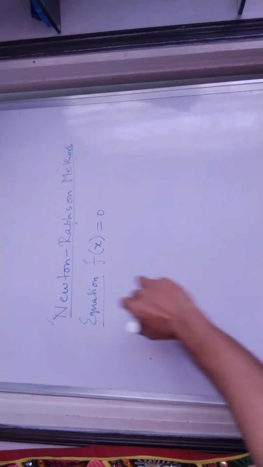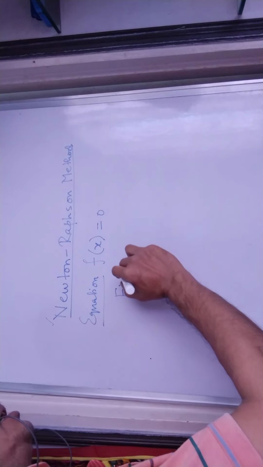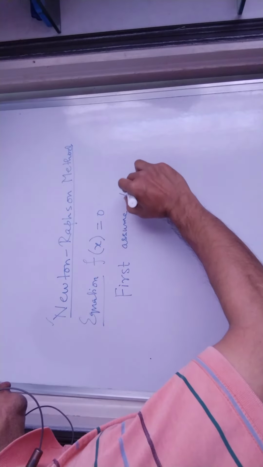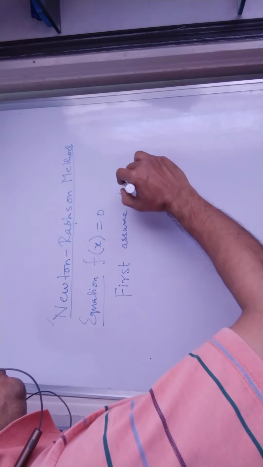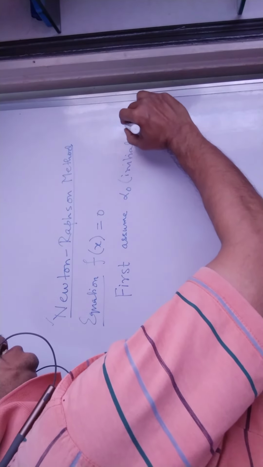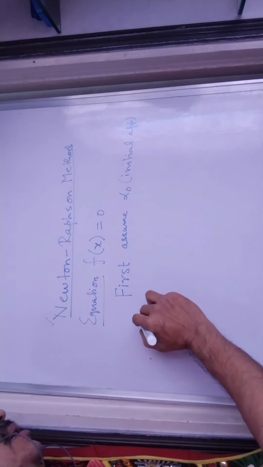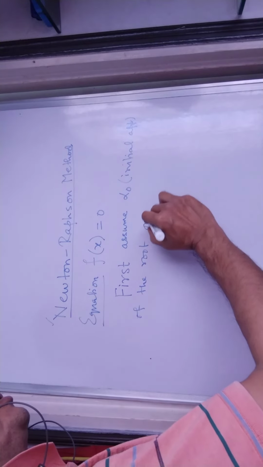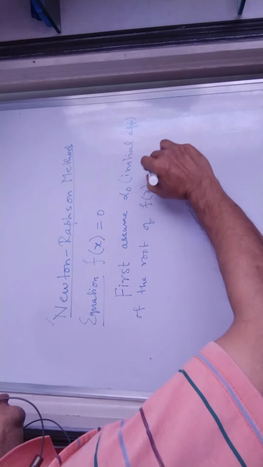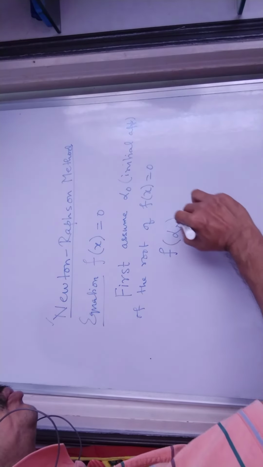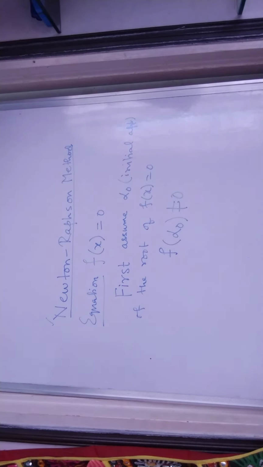Clear? Now first we assume alpha naught to be a root of this equation. Alpha naught is termed as the initial approximation of the root of f(x) equal to 0. So you should remember that f of alpha naught is not exactly 0, is never exactly equal to 0. This is an initial approximation.